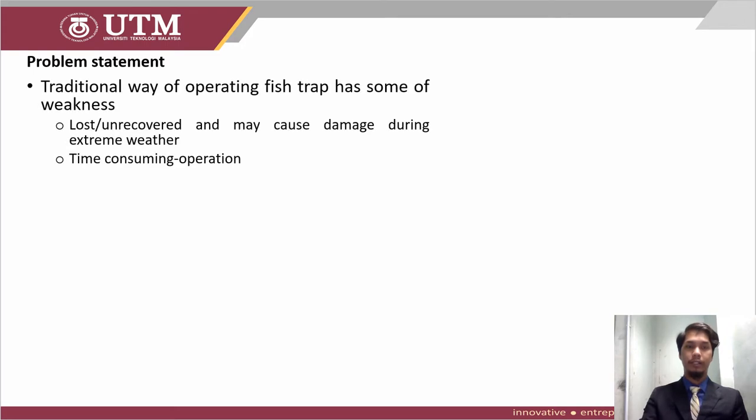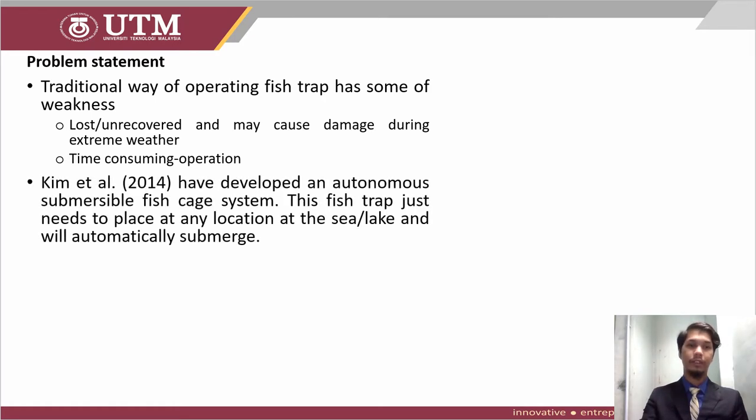In the problem statement, the traditional way of operating fish traps has some weaknesses. A fish trap might be lost or unrecovered and may cause damage during extreme weather. The other weakness is that it is time consuming; during operation, the fish trap takes a longer time to operate.